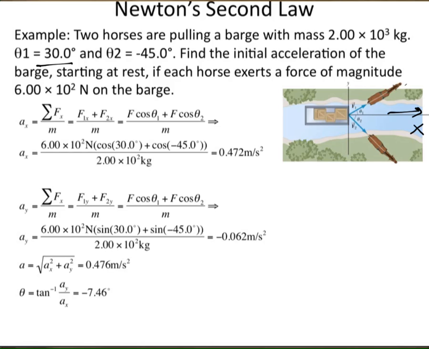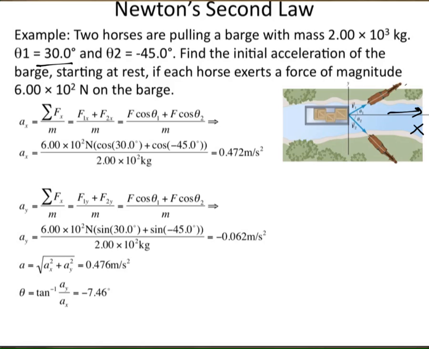And the mass of the load is given. It is 2 tons, 2,000 kilograms. And each horse exerts a force of magnitude 600 newtons. Okay. The magnitudes of the forces are given also. And the question is the acceleration. Okay. You might say that, okay, the magnitudes are given, the mass is given, so we are ready to find it, but you have to be careful because these are vectors.